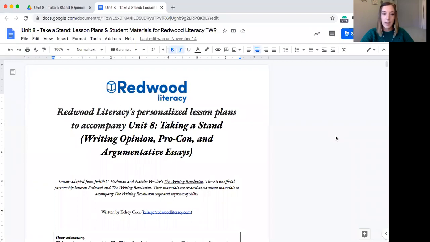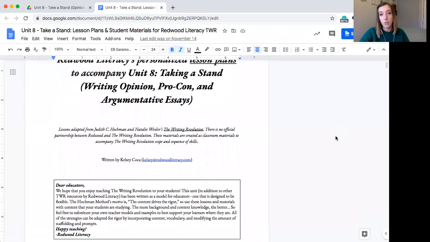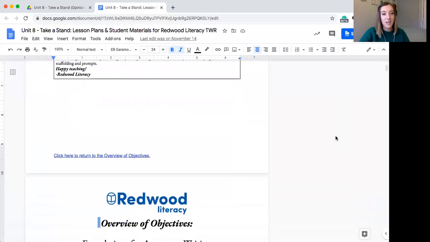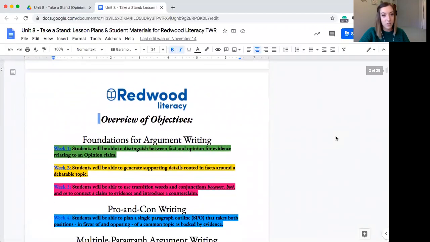So this unit 8 is all around taking a stand, writing opinion, pro, con, and argumentative essays. So there are multiple structures of writing that your students will learn through this. Our unit this time is paired with student materials all in one because most of the resources that you're going to be using in this unit are ones that you've already had with the other Teachers Pay Teachers resources. So we highly encourage you to check out our bundle. It's available in our Teachers Pay Teachers store, and it has all of the resources that you'll need.